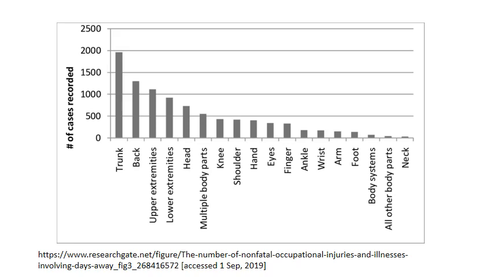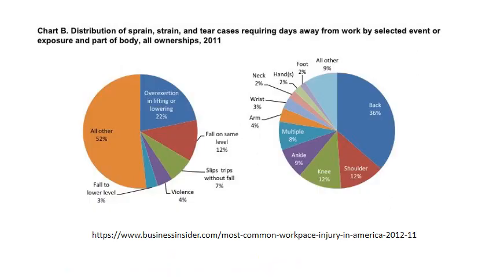I should mention that work injuries may be different based on different jobs and different areas. So if you are working with a group of workers, it's very important that you know about the specific epidemiology of injury related to that specific work. This report is related to workplace injuries in America in 2011, and you can see that again back injuries are the most common, 30% of the recorded injuries, then shoulder and then knee.